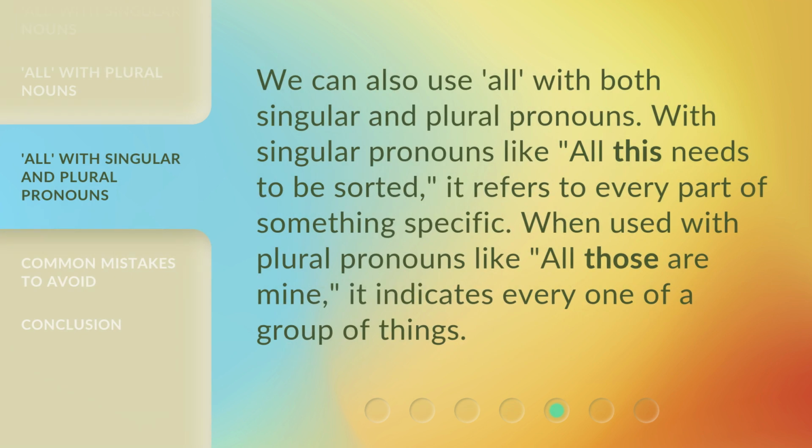We can also use "all" with both singular and plural pronouns. With singular pronouns like, "All this needs to be sorted," it refers to every part of something specific. When used with plural pronouns like, "All those are mine," it indicates every one of a group of things.